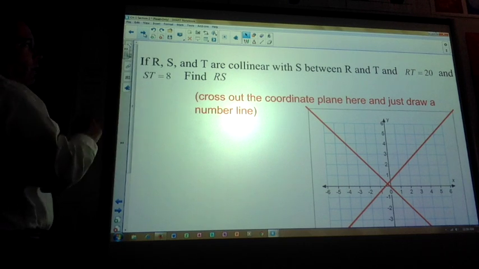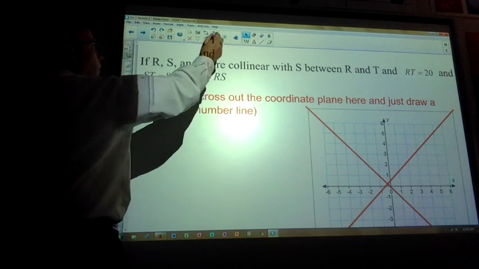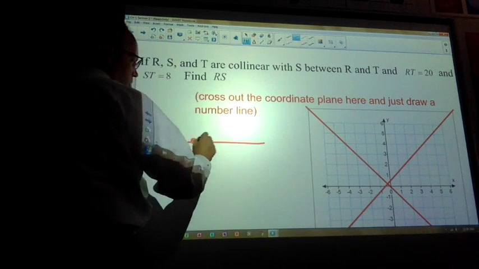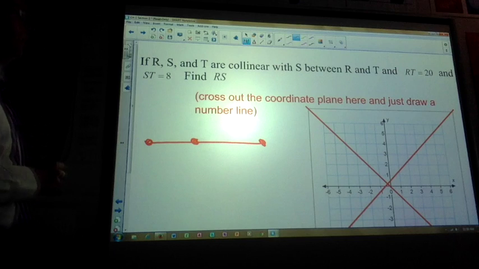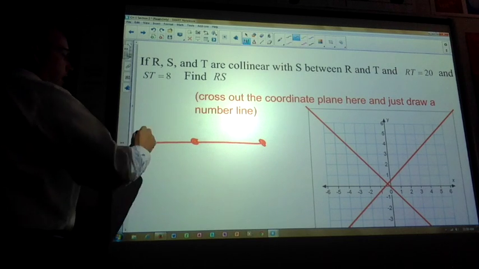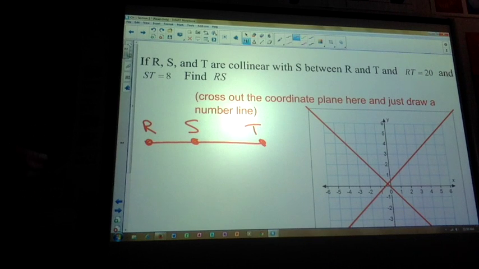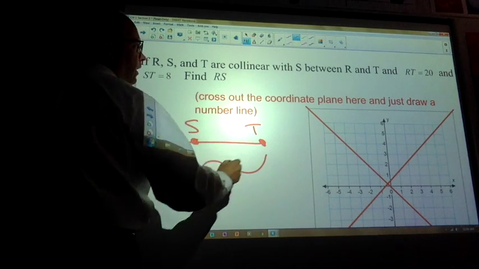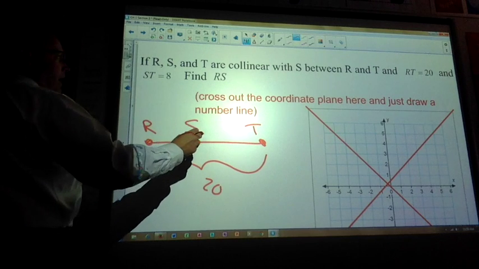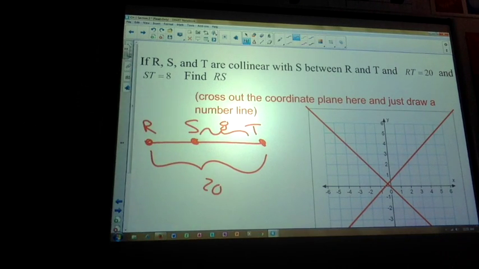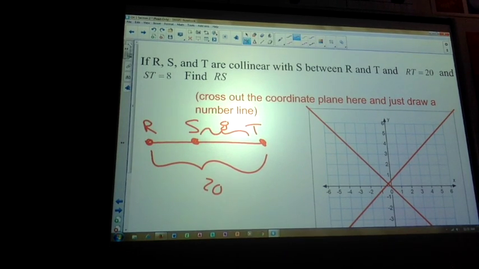Okay, so R, S, T are collinear, and S is between R and T, and if we knew that RT, so from here to here, is 20, and we knew that ST was 8, find RS. Logic is telling you that it should be 12. Why can I say it? What postulate?